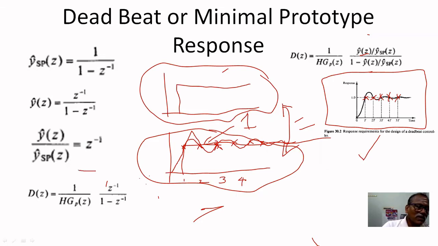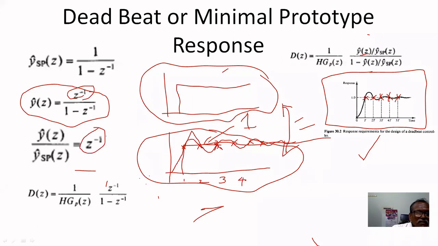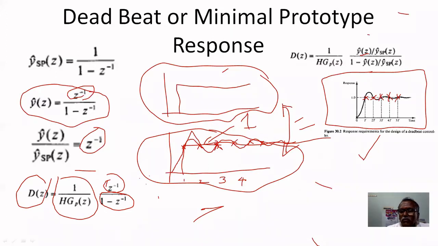So what is the controller? We assumed this is the output. So one delay, one sampling period delay, again it is also a step response. If you divide, the result is z power minus 1. Therefore, D of z equal to 1 by HGP of z times z power minus 1 upon 1 minus z power minus 1. How did you get this? You substitute here. So at the sampling instance, it is equal to 1. Now what did you get? D of z equal to z power minus 1 upon 1 minus z power minus 1.